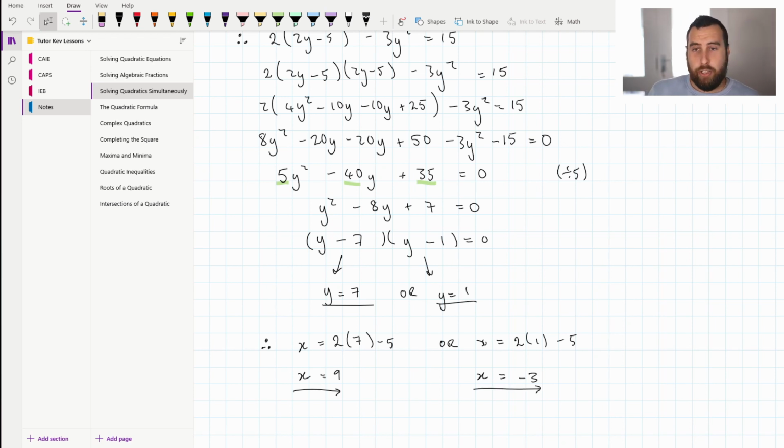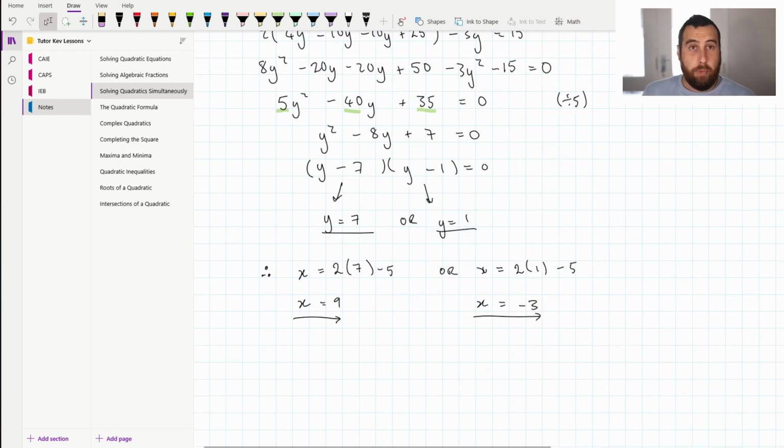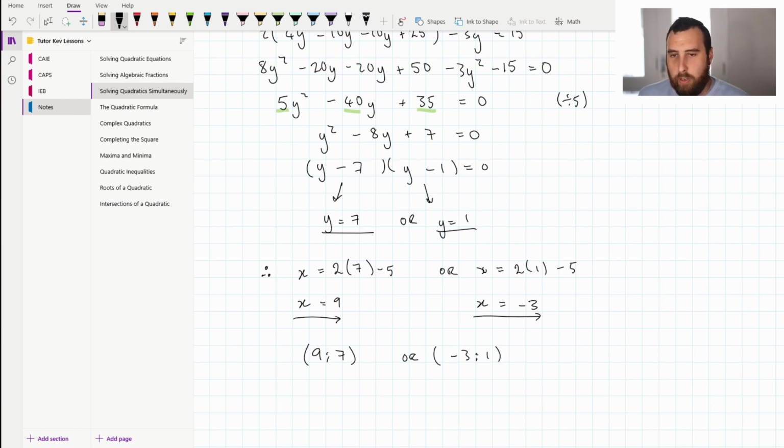And then again, I'm going to write my answers as number pairs. So I'm going to have (9, 7) or (minus 3, 1). And those are my solutions for my quadratic simultaneous equations.